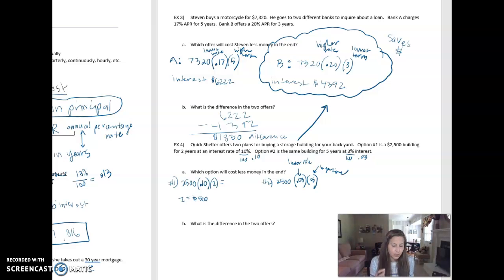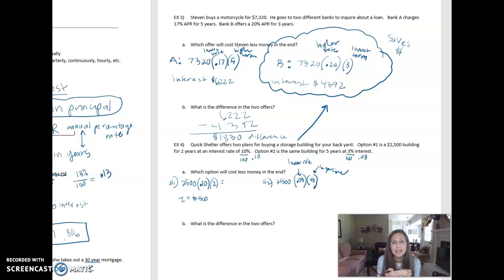But this is something that you should always, always compare when you are dealing with interest. Compare the rate and compare the term. Another word for term is time. You need to compare and see which is going to charge you less interest in the end. You don't just go with the lower interest rate. You don't automatically assume that 3% is always better than 10%, because I learned somewhere that the lower the rate, the better. That is not true, okay?